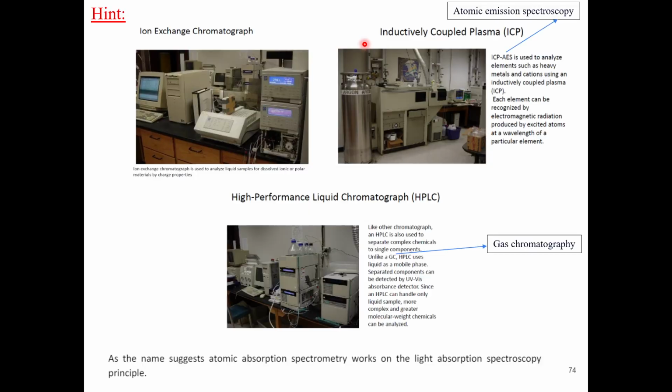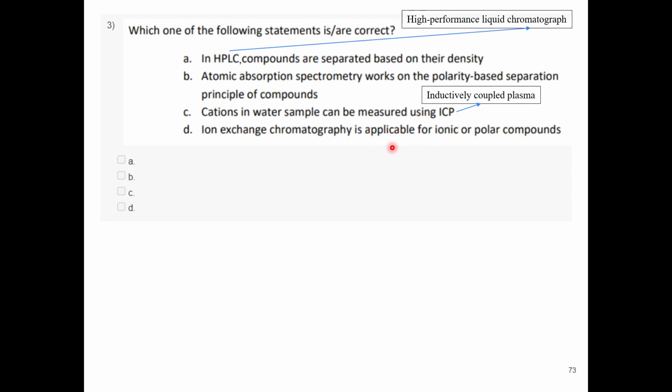Let us study the hints. Basically, ion exchange chromatograph is used to analyze liquid samples for dissolved ionic or polar materials by charge properties. So it is used for finding ionic or polar compounds. So D option is correct.